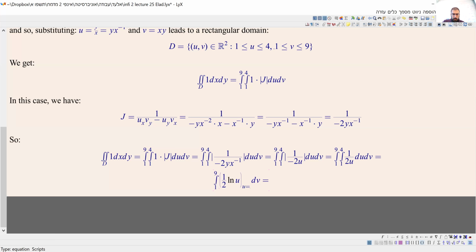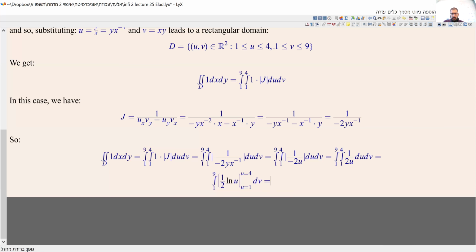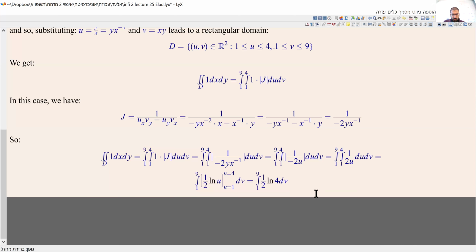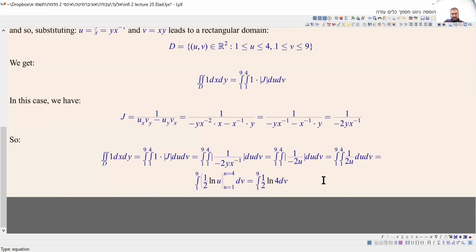Where u goes from 1 to 4. At 1, the logarithm is 0. At 4, the logarithm is 4. And for v, it's just constants. So we have half ln 4. And when it comes to a constant function, the integral is just multiplying it by the difference between the bounds. It's 9 minus 1, and the final answer is 4 ln 4.